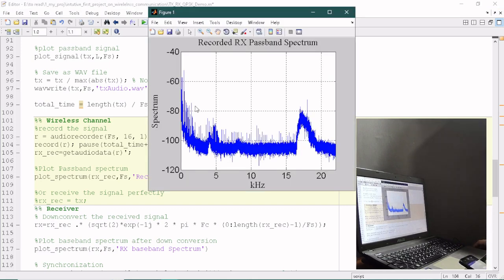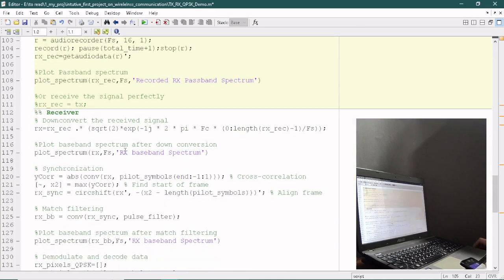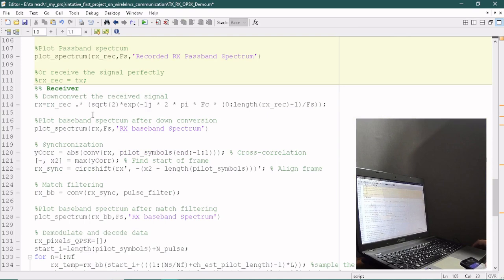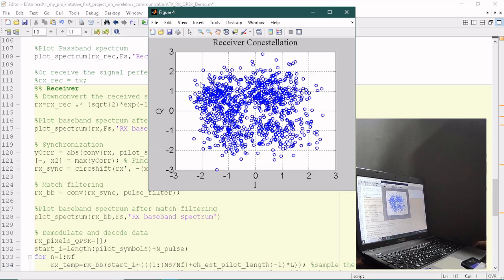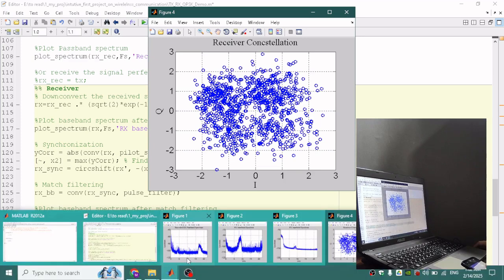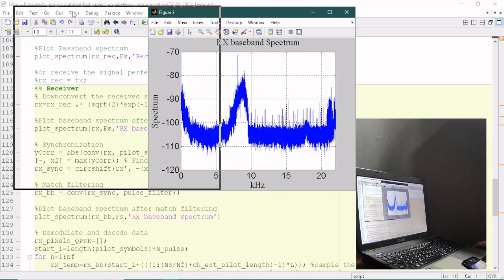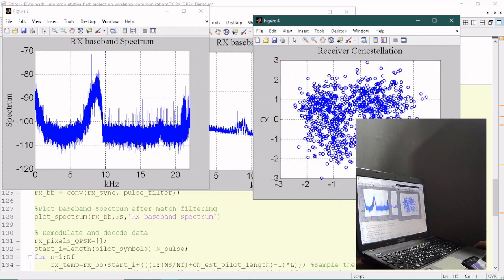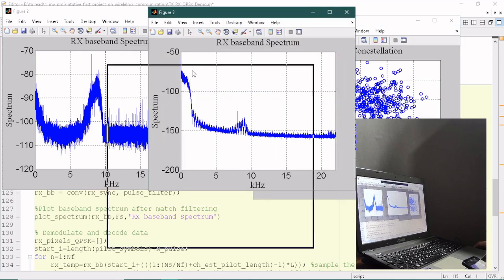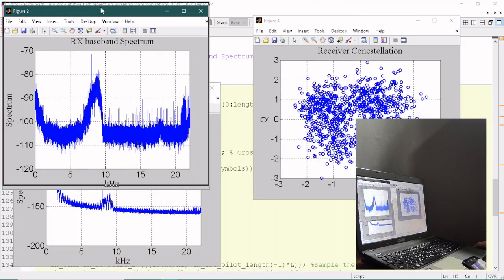So this is the received signal, and this is its spectrum. I will try to complete the receiver algorithm step, so let's run this section also. Let's see some of the figures. This is before match filtering. This is the constellation diagram. Notice how it is very noisy, and this is the signal after match filtering.